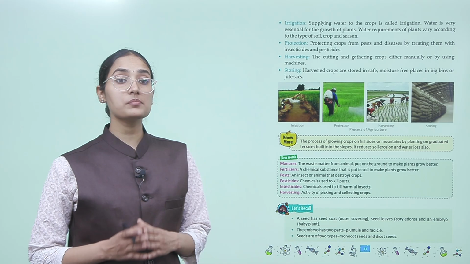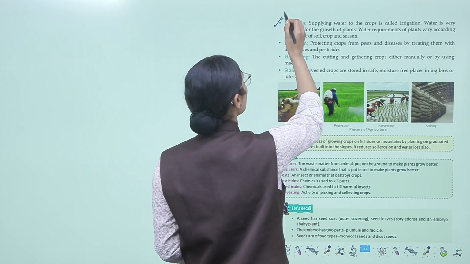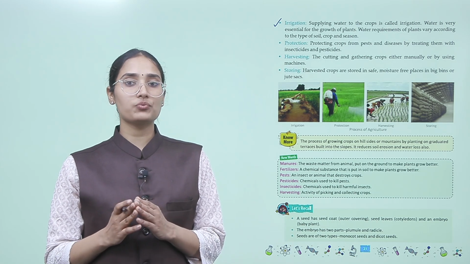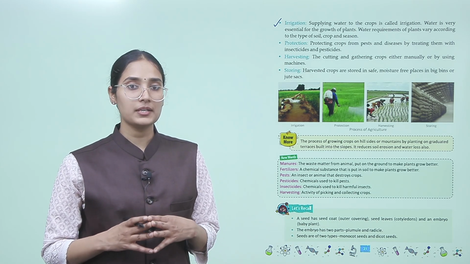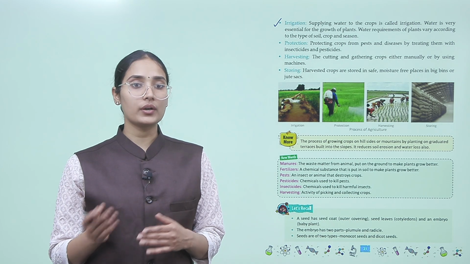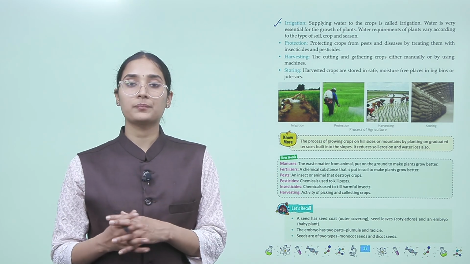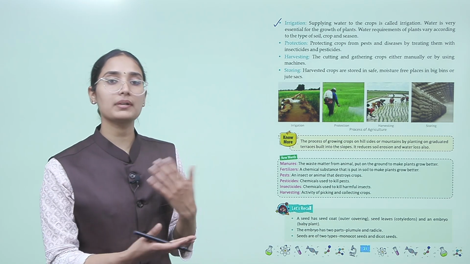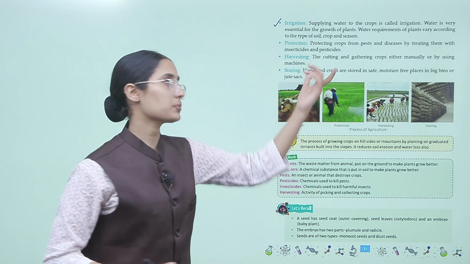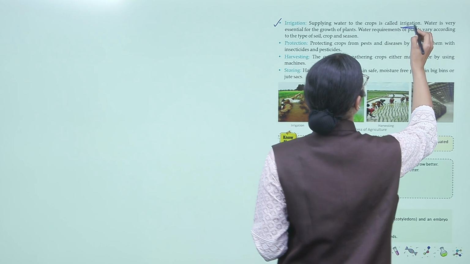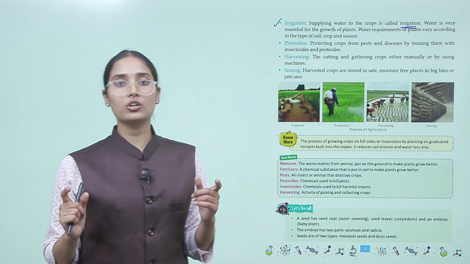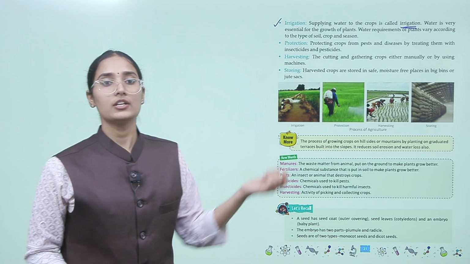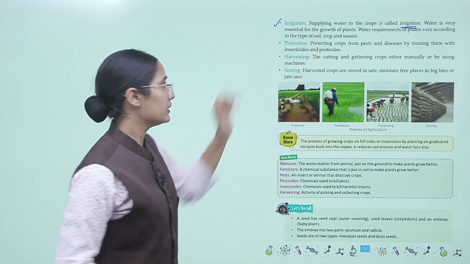The next process is irrigation. Supplying water to the crops is called irrigation. Water is very essential for the growth of plants. Water requirements of plants vary according to the type of soil, crop and season. Once the seeds are put into the soil, water is supplied to the crops, and this process is called irrigation. We understood through one experiment also how important water is for the seed. So water is provided.